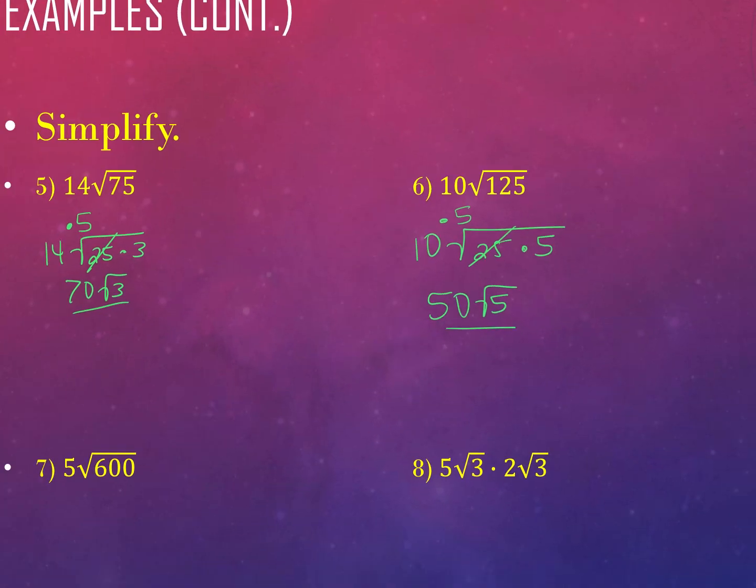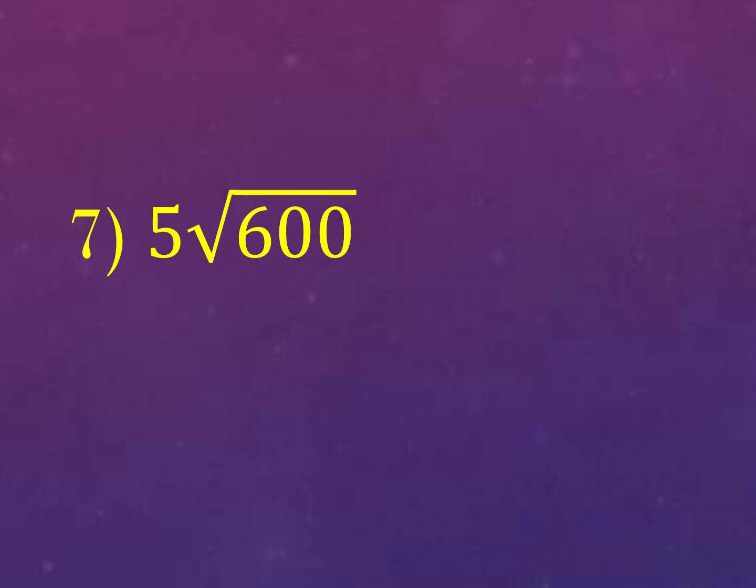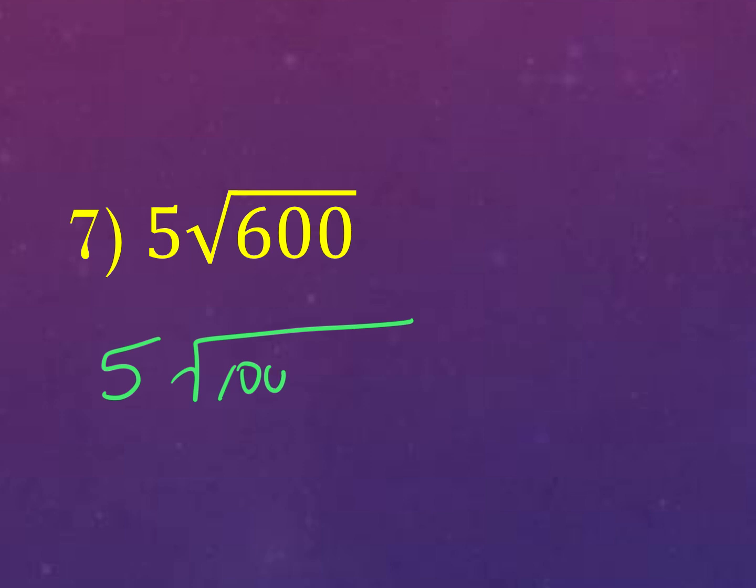Everybody with me? All right, 600. Numbers are getting big, and you're like, no, it's okay. Okay, 300 times 2. All right. What's another way? What's a perfect square and a non-perfect square that we could break that into? 100 times 6. Okay. Hannah, 300 times 2 would have worked as well.